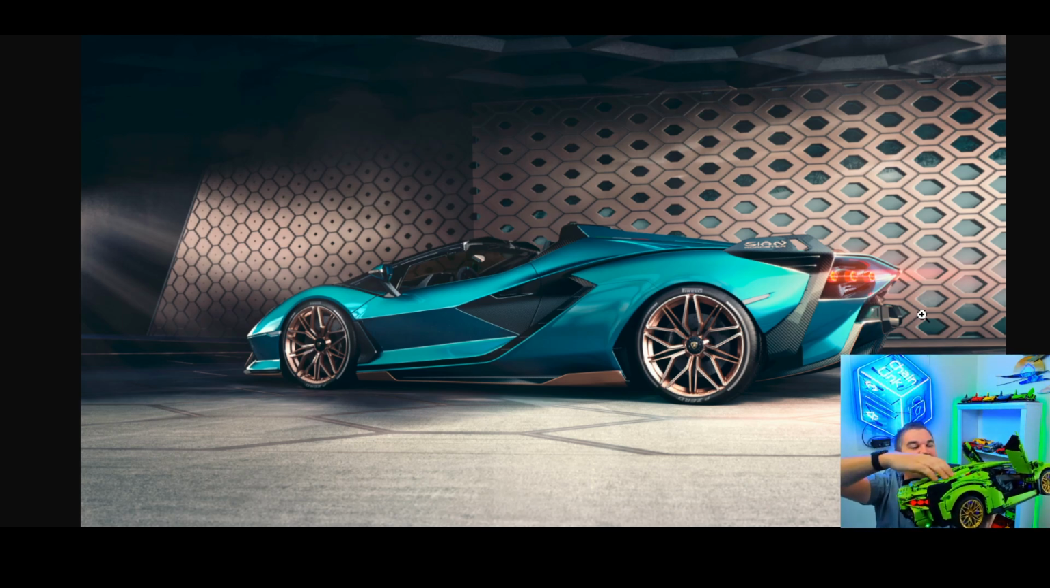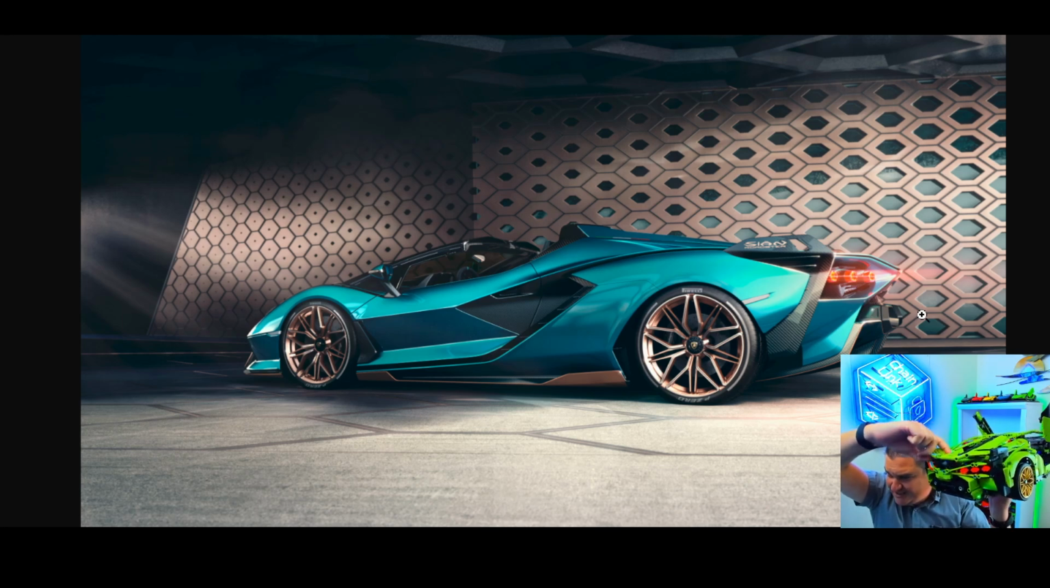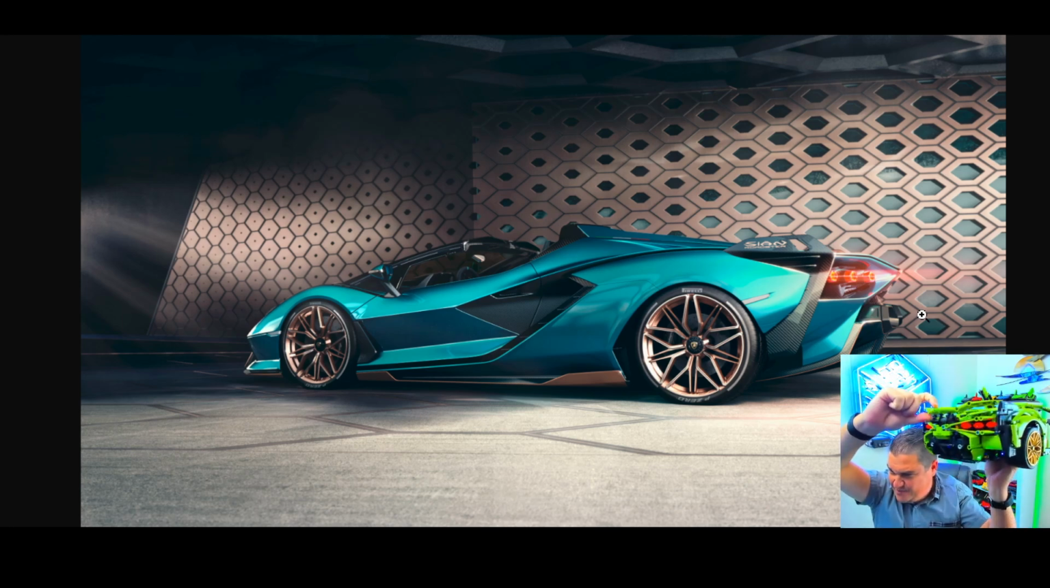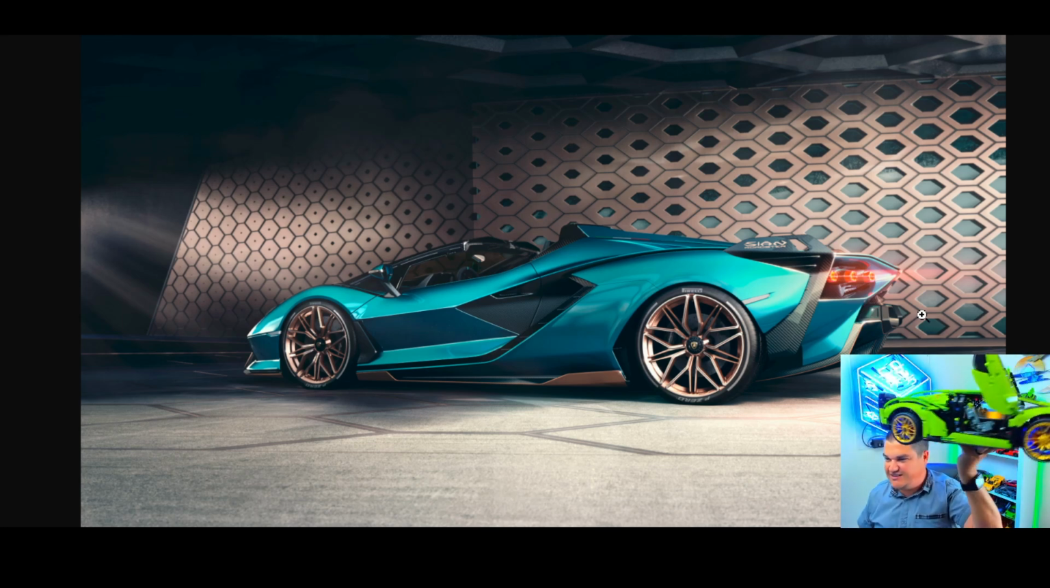Oh, what else? We got one more feature. Hang on. Can you guess what it is? You're not gonna guess. The spoiler comes out. Look at this. Amazing engineering by Lego. I mean, the active spoiler, which is on the real cars, so it comes up and down depending on how fast you're going. Lego did that too.